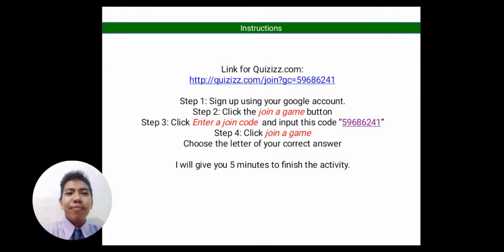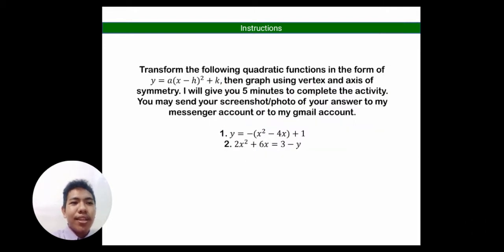Okay, now please click the link that I have typed in the chat box below. Sign up using your Google account. Step 2, click and join a game button. Then step 3, click enter a join code and input this code 59686241. Then click join game. Choose a letter of your correct answer. I will give you 5 minutes to finish the activity. Okay?